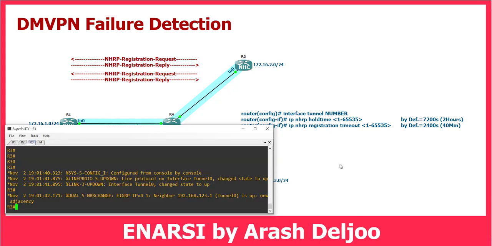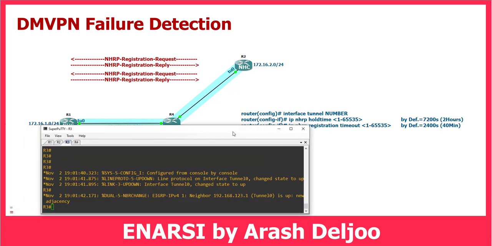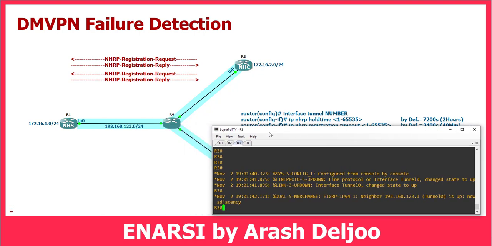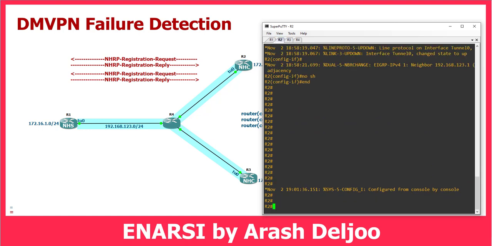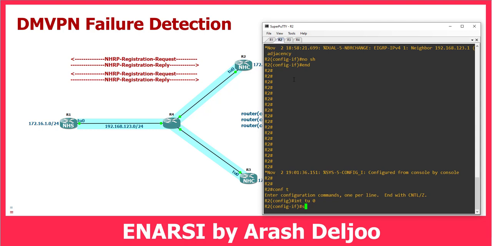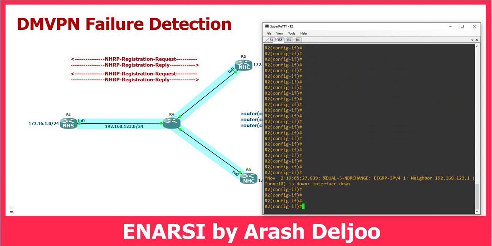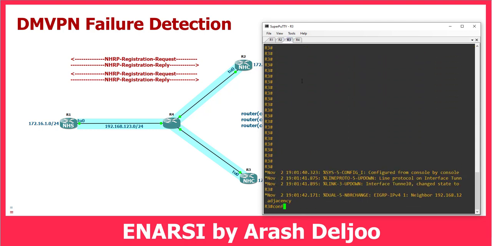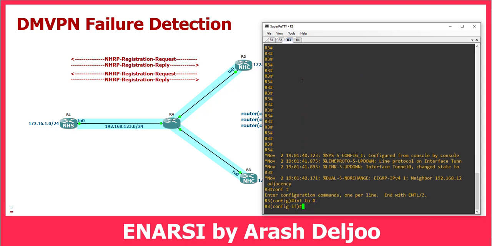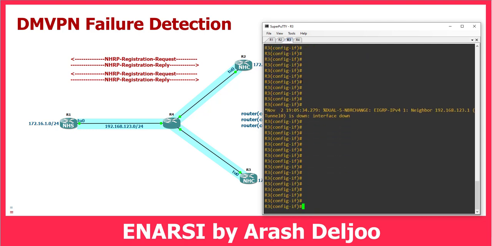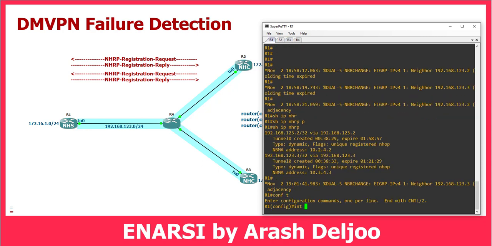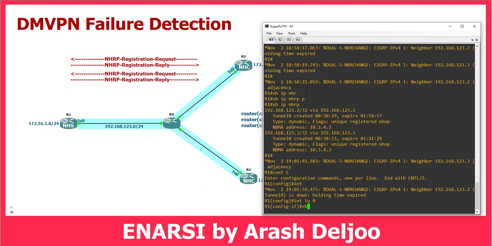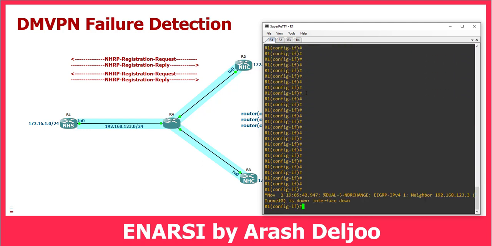Here we have, for example, R1, R2, and R3, and I have configured this scenario before. Let me first shut down the interface of router 2. This is router 2, interface tunnel 0. Let me shut down this interface, and also on router 3, conf t, interface tunnel 0, shutdown. Now we don't have the NHC's tunnel interfaces. Also on R1, let me shut down interface tunnel 0 because I'm going to show you everything from scratch. Now we don't have the DMVPN.